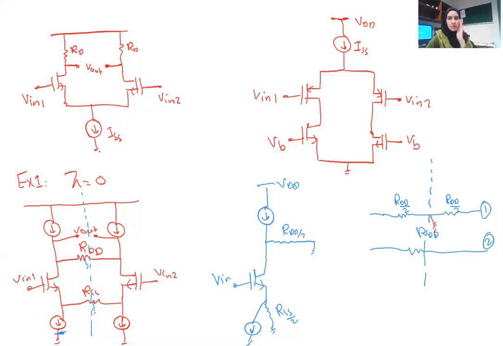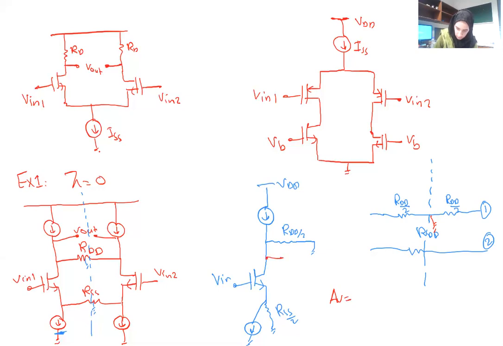Okay, so when you have a half circuit model, basically you take half of the resistor. When the line of symmetry crosses a resistor, you can just replace it with a resistor over 2. Okay, now we can find the gain for this half circuit.